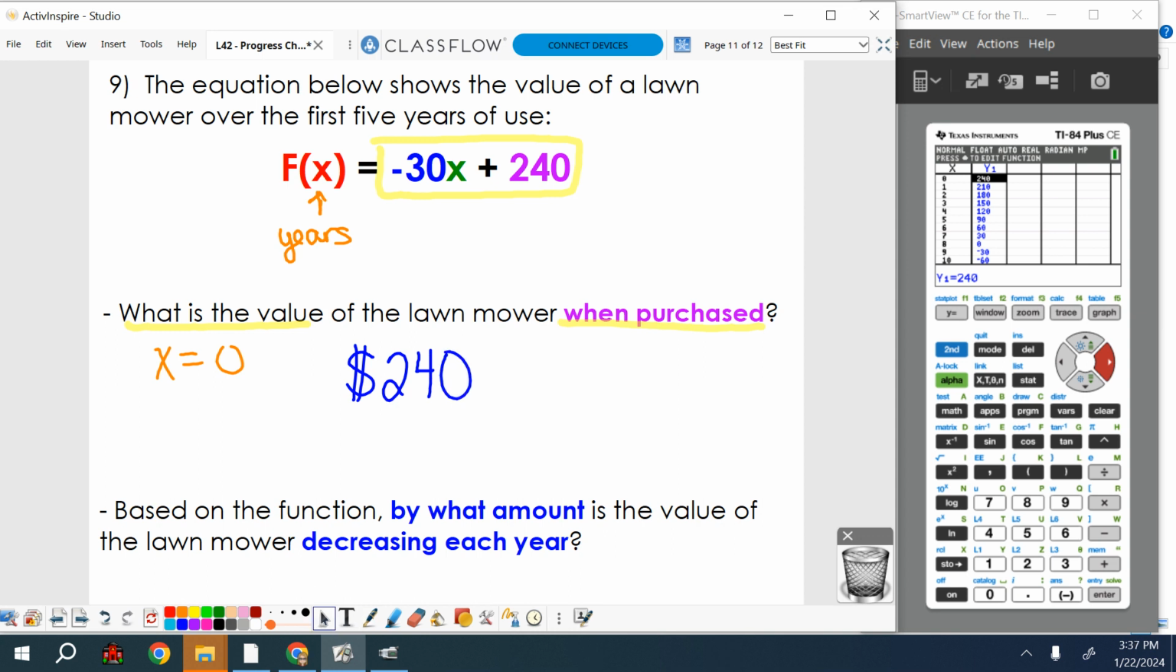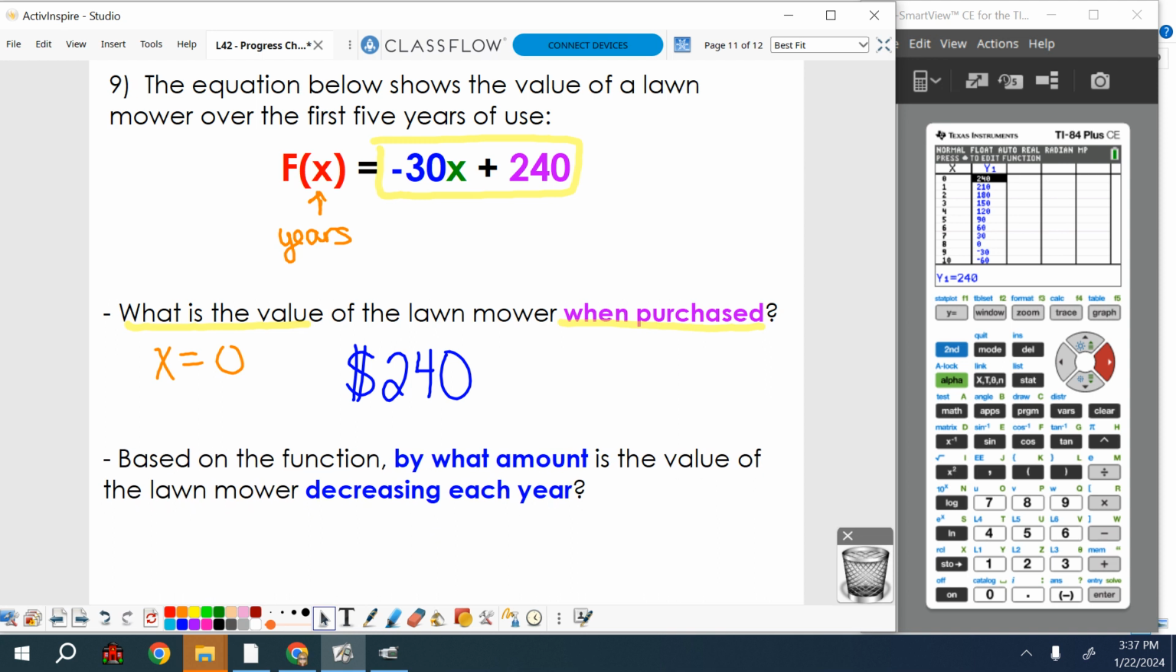Now, based on this function, by what amount is the lawnmower decreasing every year? That we can tell looking at our equation. It's decreasing, so it's going down. So what we have to do is look and see up here how much it's going down by. And this is decreasing by $30. Now we can see that in our equation, but we can also see it in our table, because if you look at our table, all the y values go down by $30.